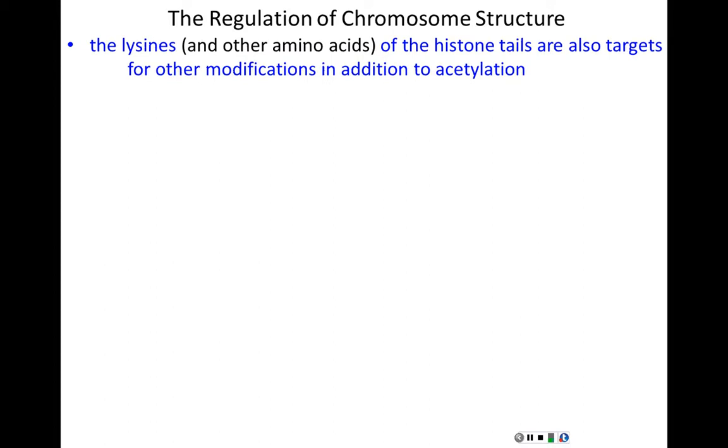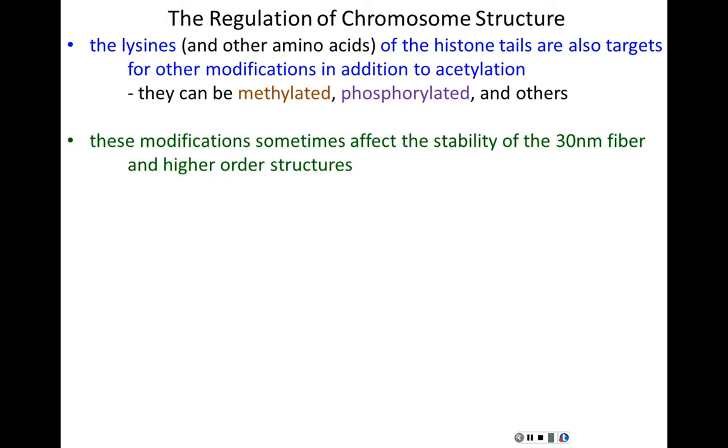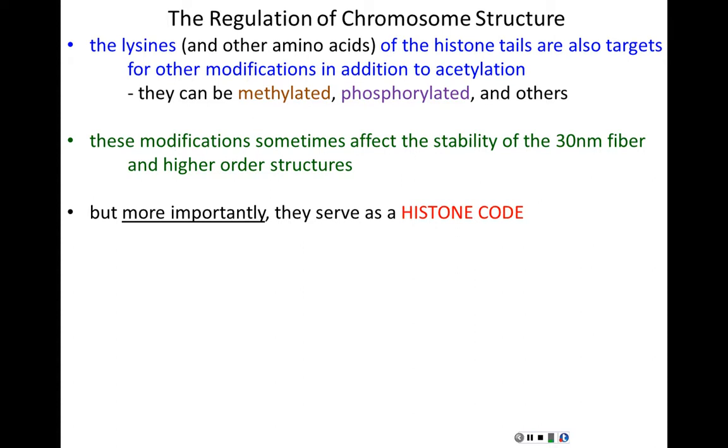Now, those lysines that are present on the histone tails, and other amino acids in the histone tails as well, are also targets for other modifications in addition to acetylation. Lysines and other related amino acids in histone tails can be methylated. Methyl groups can be added to them. They can be phosphorylated, so phosphoryl groups can be added to them, and other modifications as well. Sometimes, rarely, these modifications affect the stability of the 30-nanometer fiber in general, and also affect higher orders of compaction, just loosening DNA, but that's typically not what happens.